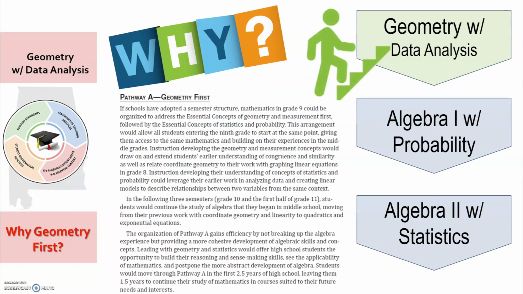And our third why, geometry first? Why geometry with data analysis before Algebra 1 with probability and Algebra 2 with statistics? You might want to stop the video for just a moment and read. I've given you an excerpt from Catalyzing Change from page 86, and this is one of the pathway options that they discussed. The one thing that Alabama did change is they were looking at only doing 2.5 years within pathway A rather than 3 years as we did with our 3 courses.